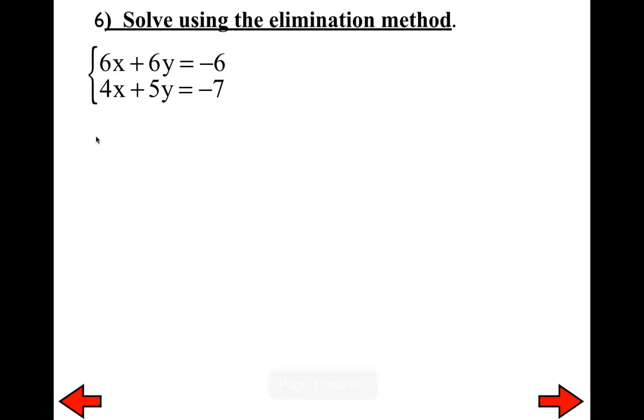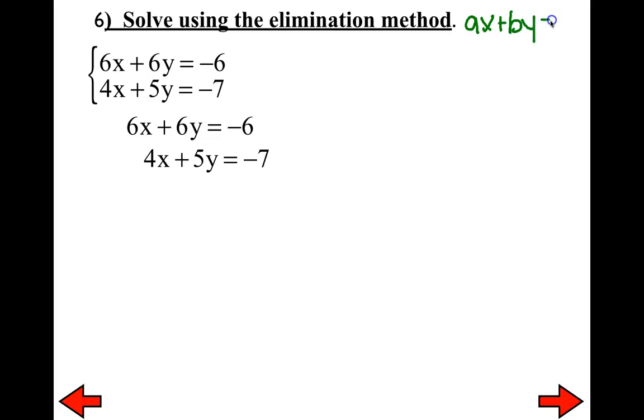Okay, so let's check out number 6. Here, hopefully you recognize that it would be easier to eliminate the x's, but before we even go into that, I want you to recognize that in order for us to start elimination, both equations need to be in standard form, which is ax plus by equals c. In other words, x's and y's are on one side, the constants on the other, and you want to make sure they're lined up.